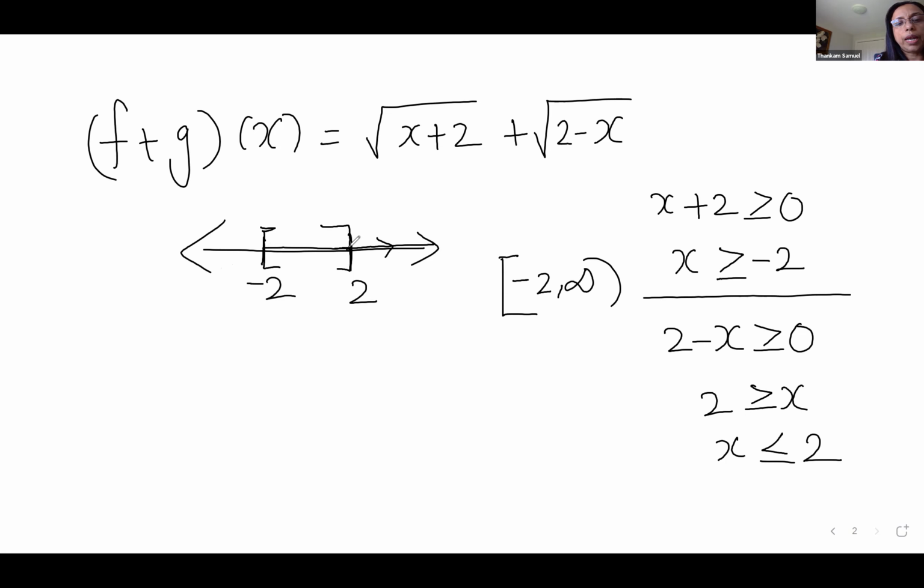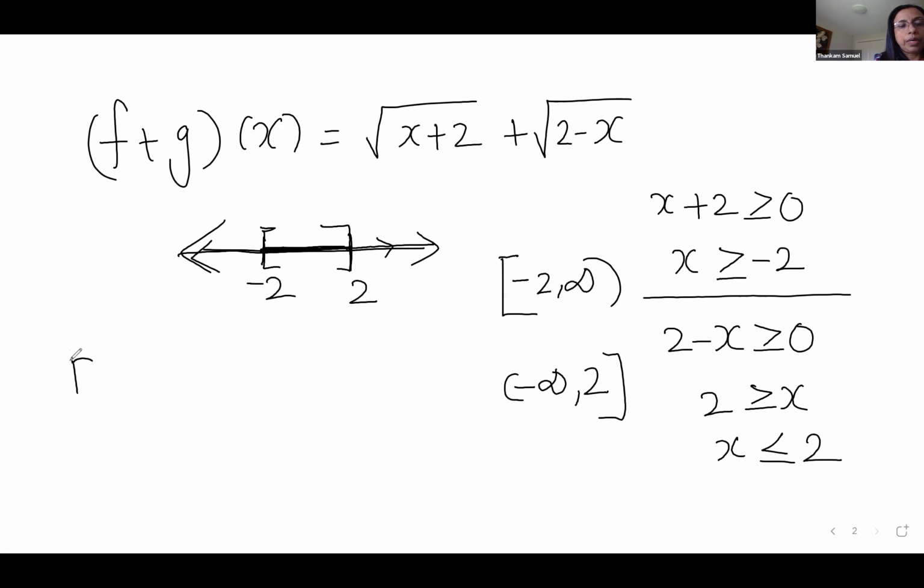That is to the left of 2. That is like -infinity to 2 with a bracket, right? So from this number line, you can see that this is the domain, or this is the common portion. This is the domain common to both the functions, or in other words, this is the intersection of the domain of the first function and the second function.